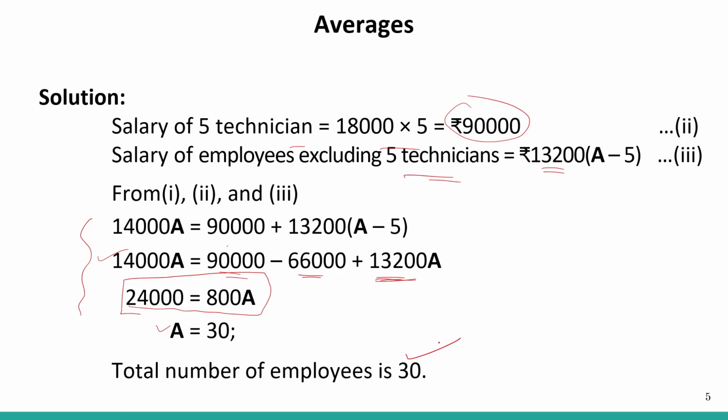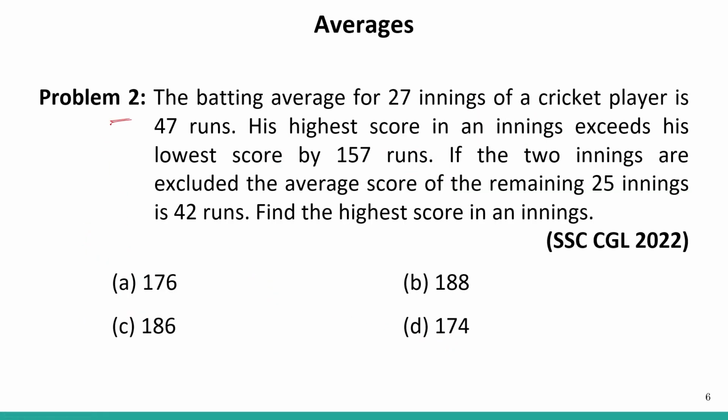So using these 3 equations, we get the number of employees equal to 30. Let's go forward with problem number 2. The batting average of 27 innings of a cricket player is 47 runs. His highest score in an innings exceeds his lowest score by 157 runs. If the 2 innings are excluded, the average score of the remaining 25 innings is 42 runs.